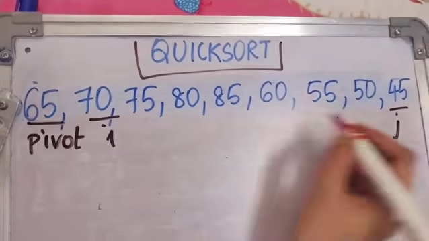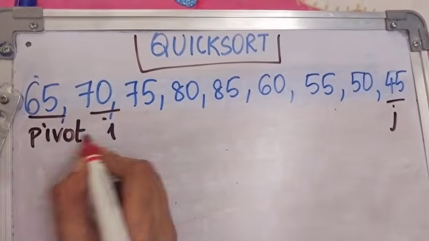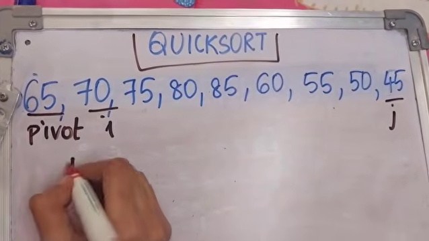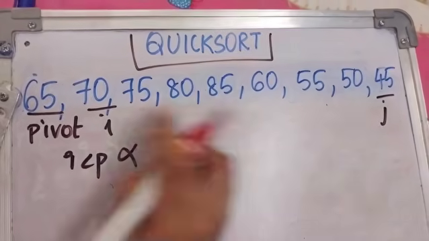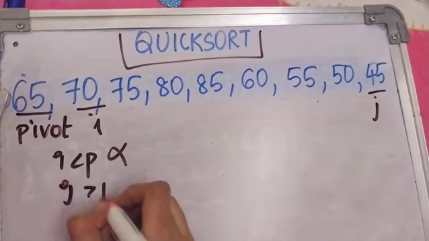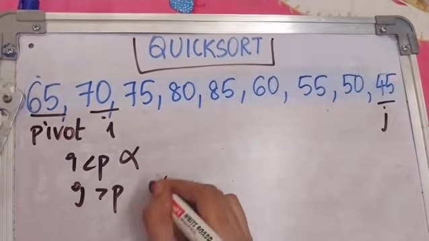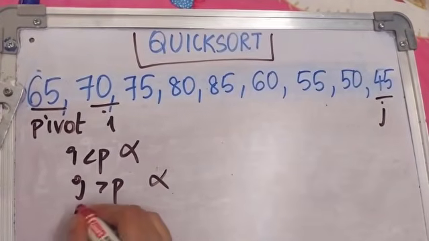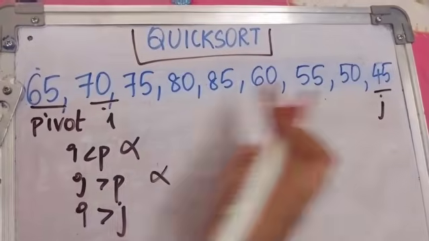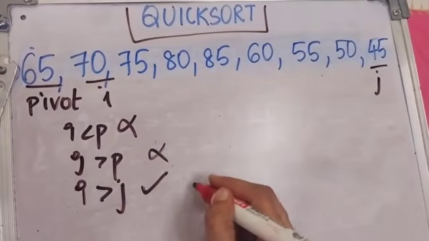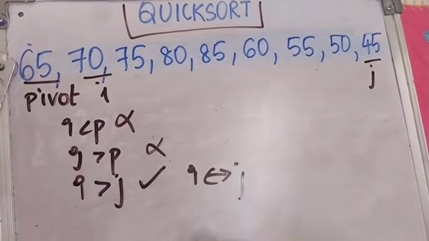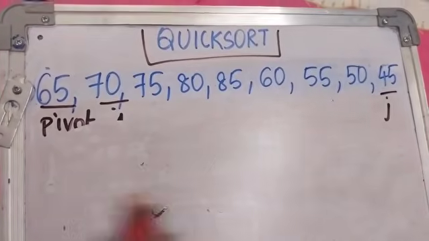So now, is I less than pivot element? No. Is J greater than pivot element? 45 greater than 65? No. Is I greater than J? 70 greater than 45? Yes. What do we do? We swap I and J. Simple. So let us swap I and J now.